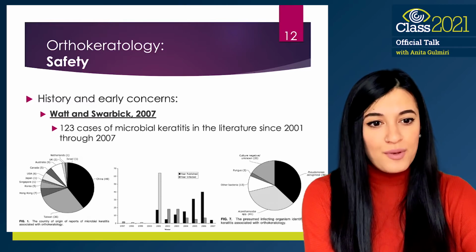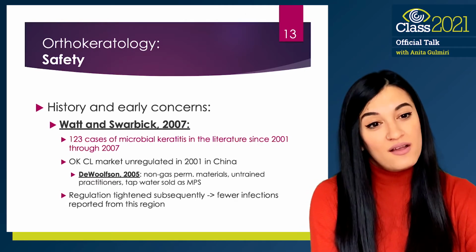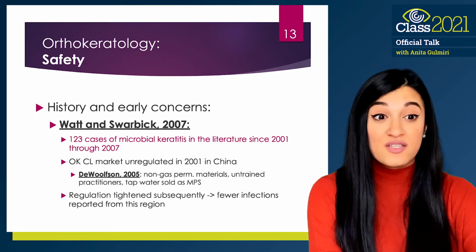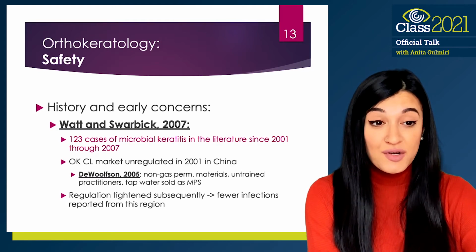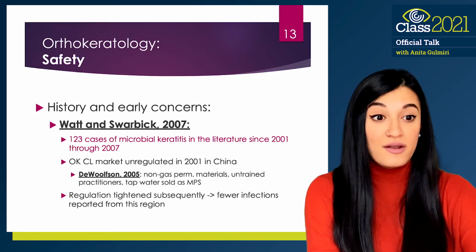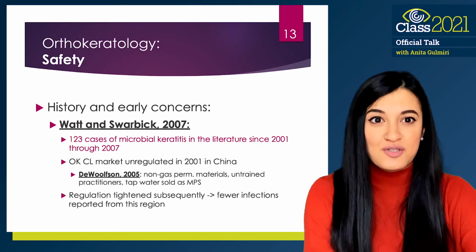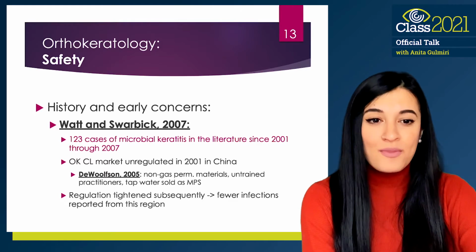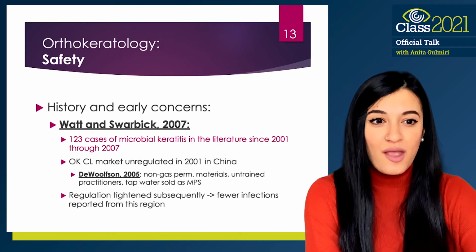So what really was happening in East Asia in 2001? Well, as it turns out, the ortho-K contact lens market in China was unregulated in 2001. Ortho-K lenses for overnight wear were frequently made with non-gas permeable contact lens materials and fitted by untrained practitioners without access to appropriate clinical equipment. And tap water was sold as multi-purpose contact lens solution, so that kind of accounts for that high rate of acanthamoeba infections.